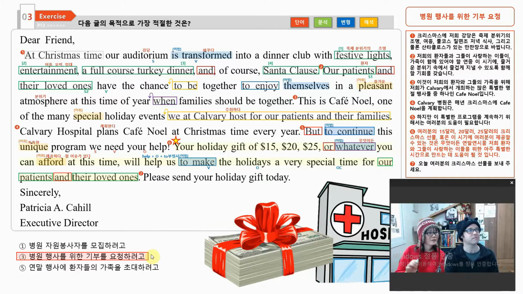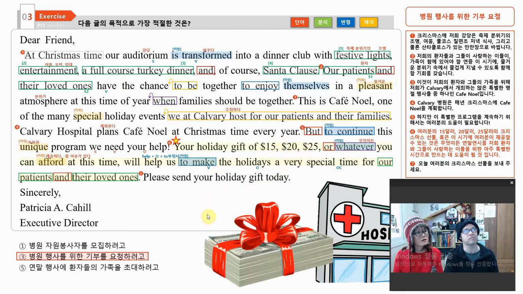So number 1, we cannot see the other options. Number 1 is to recruit volunteers for the hospital. Do they talk about volunteering? They do not talk about volunteering. They only want donations. All right then. Number 2, to find out how much it will cost for the year-end event. We don't know how much it costs. Yeah, they talk about money, but that's for the donation amounts that they're hoping for, right? Yes, but they don't tell us how much it costs.